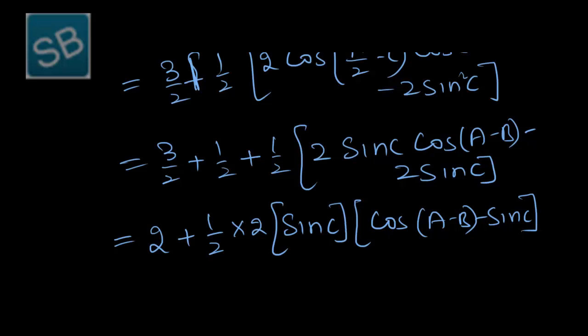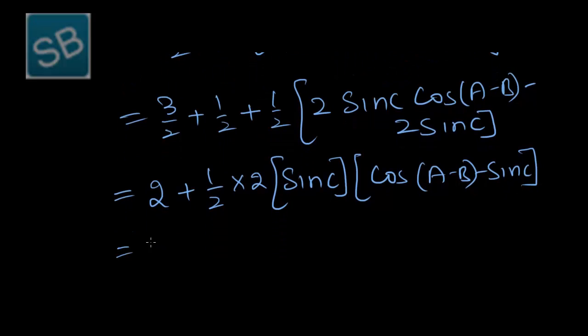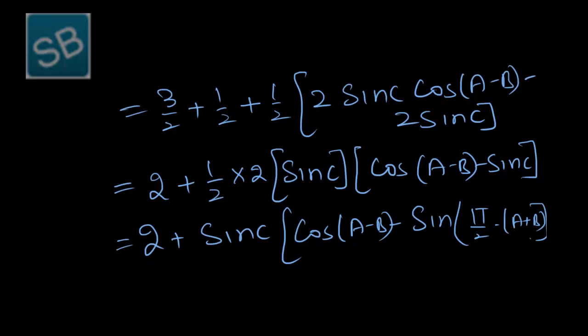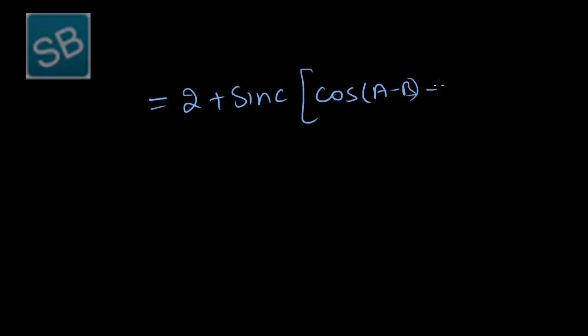Now as done in the previous question, we will again replace c by what? That is pi by 2 minus a plus b, because we have no identity to replace a minus b. So in this form we will write pi by 2 minus a plus b. So we get 2 plus sine c into cos a minus b minus sin of pi by 2 minus theta, that is cos theta. It becomes cos of a plus b.